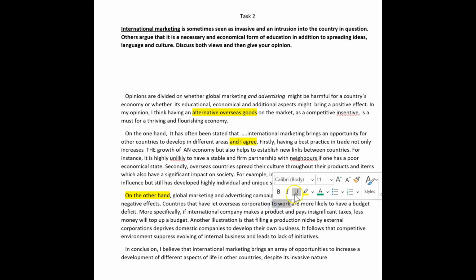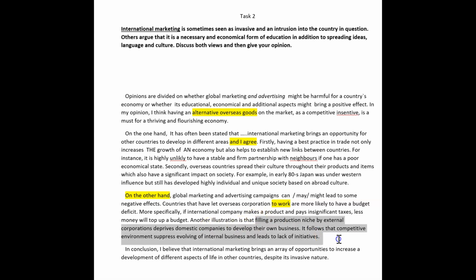Not quite sure there. "More specifically, if international companies make a product and pay insignificant taxes, less money will top up the budget. Another illustration is that filling a production niche by external corporations derives." That's very important. Right, okay, so that's very important. I'd absolutely take that point, but get it into advertising.